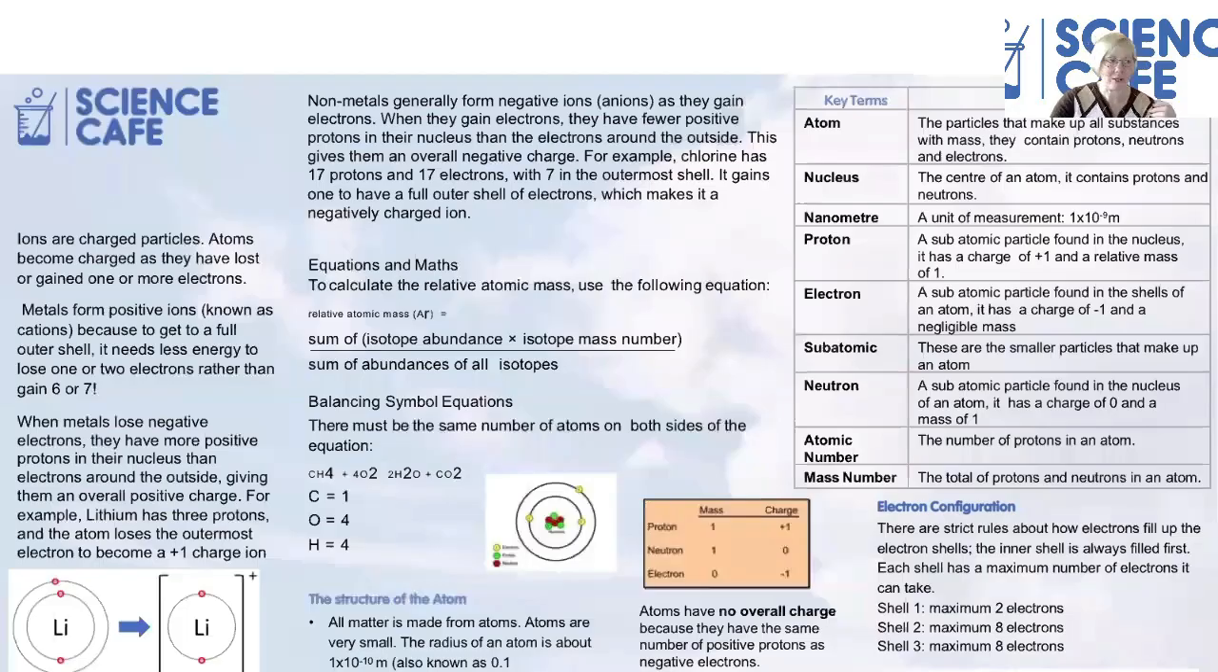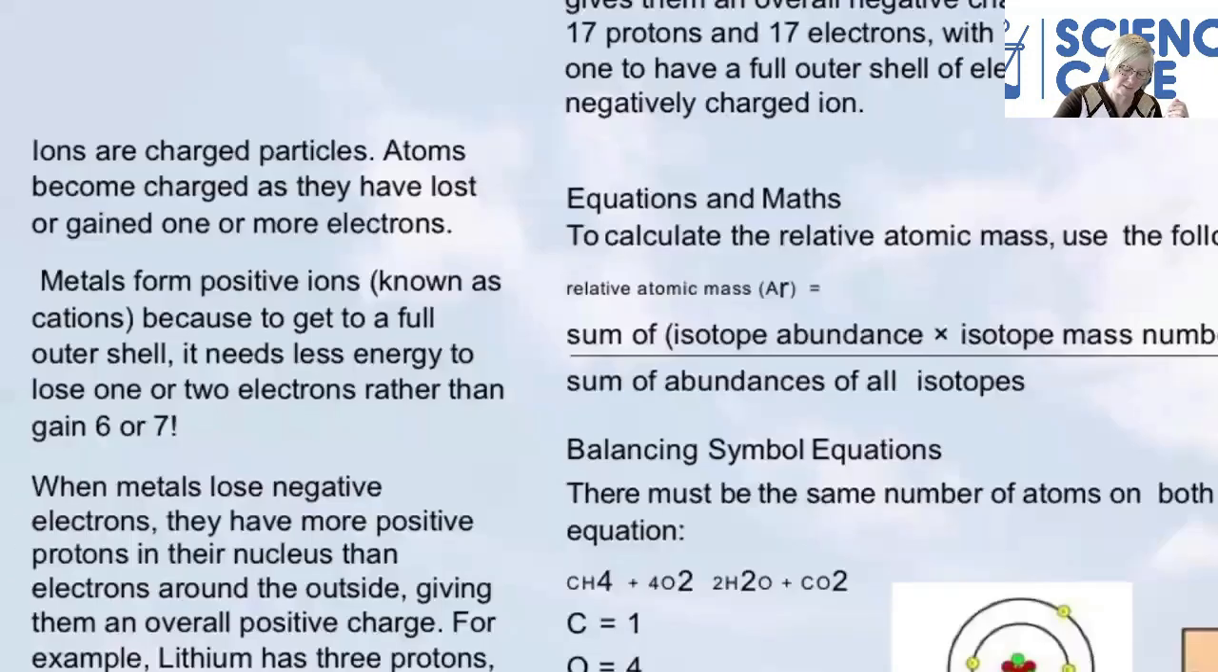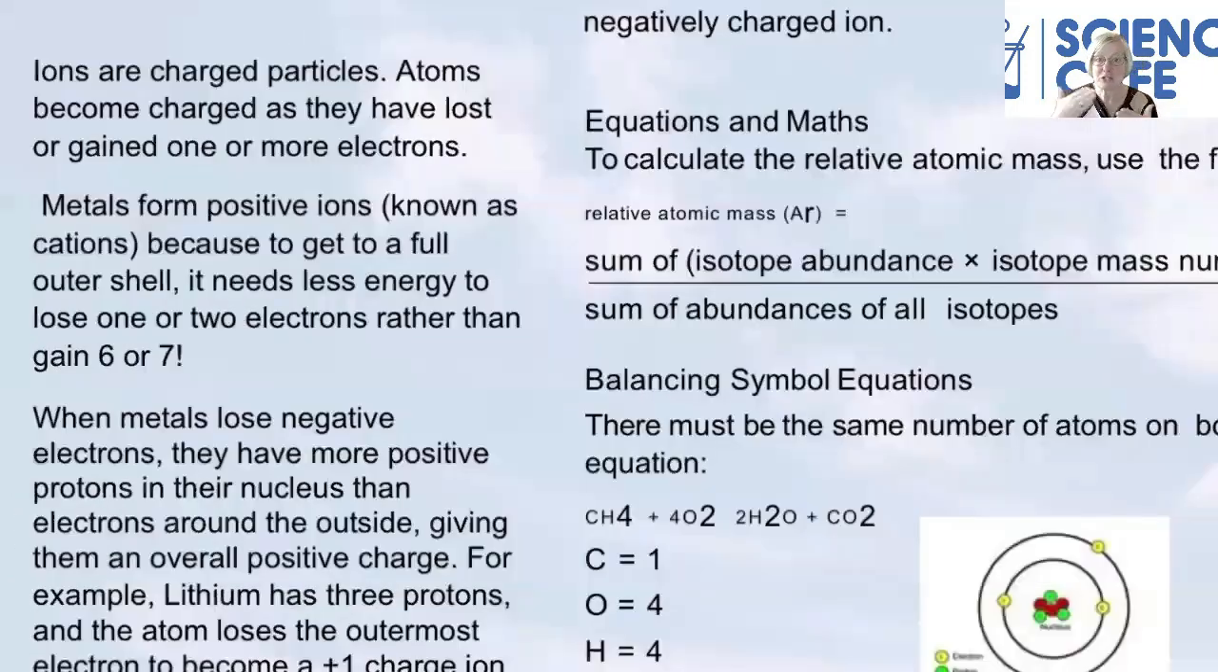So we looked at ions this week. Okay, remember, ions are atoms with a charge. So they have lost electrons to become positively charged. They have more protons in their nucleus than they do electrons whizzing around the outside, or they gain electrons to become negatively charged. So they have more electrons whizzing around the outside than they do protons in the middle.